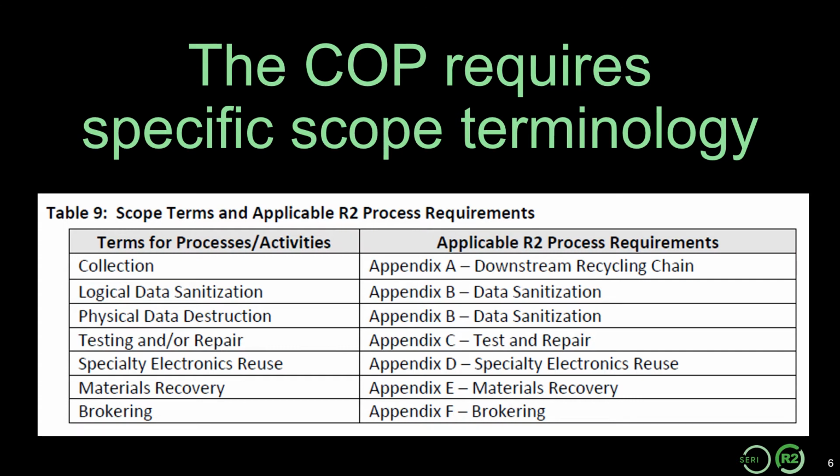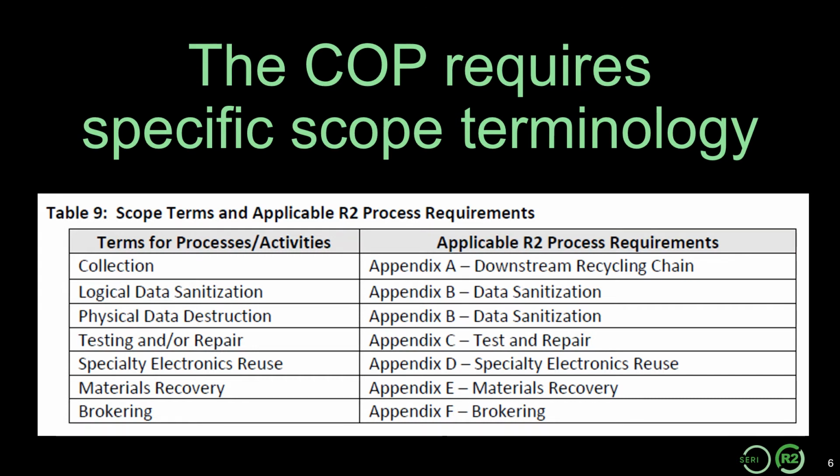If the R2 facility qualifies to be certified under data sanitization in Appendix B, it must be specified as to whether the certification covers logical sanitization, physical sanitization, or both. Any reference to sanitization in the scope only applies to processes or activities certified to R2 process requirement, Appendix B, data sanitization.